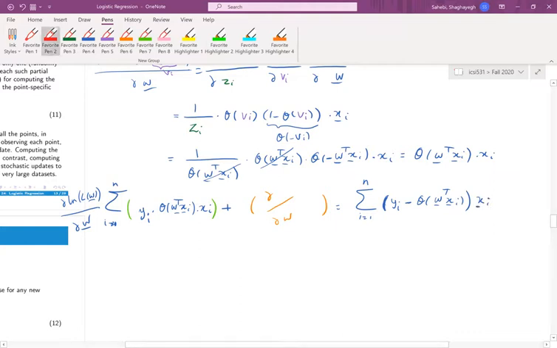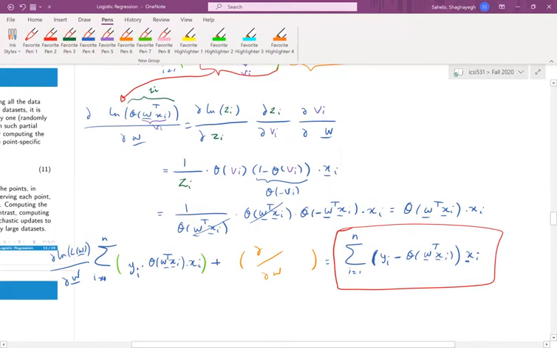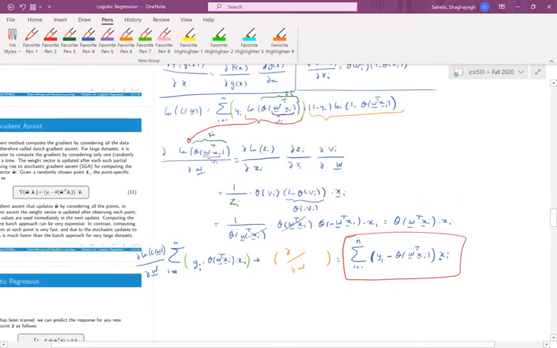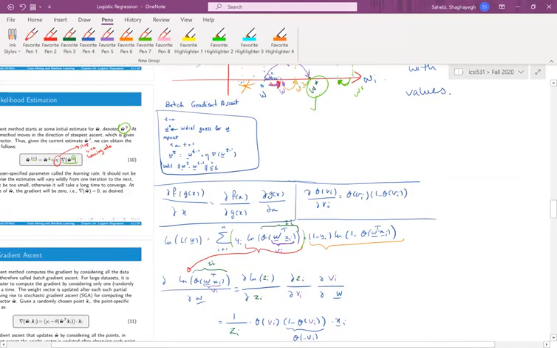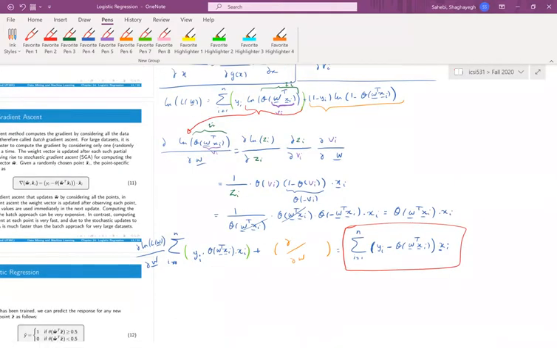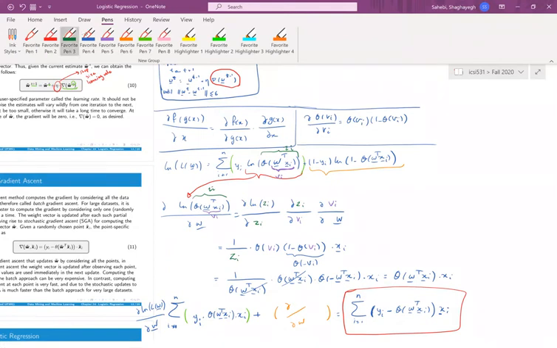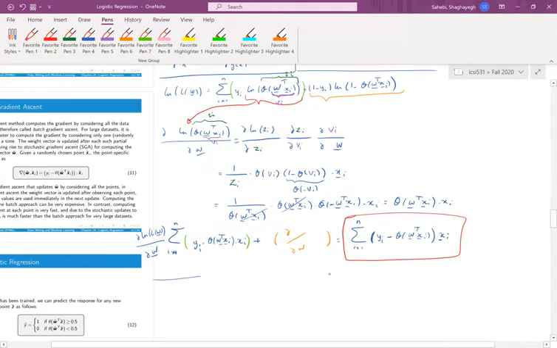Okay, so this is the derivative that we need to plug in to our algorithm to be able to calculate this batch gradient ascent steps.